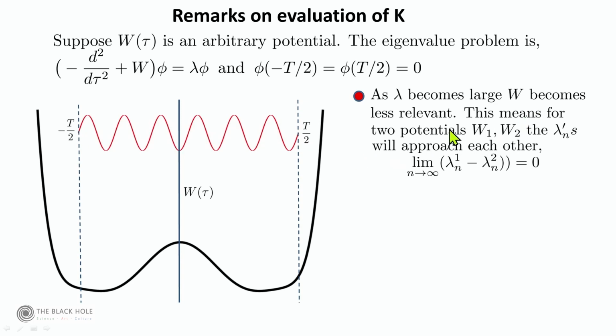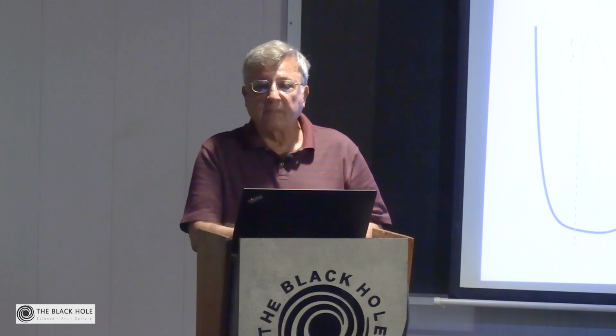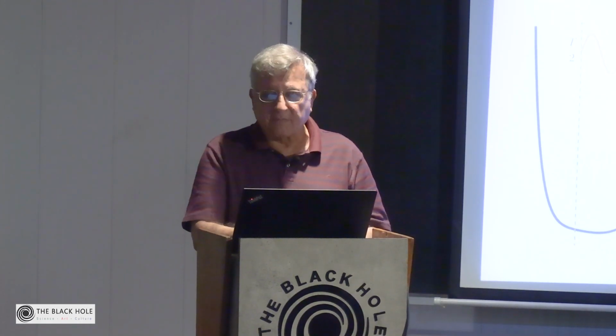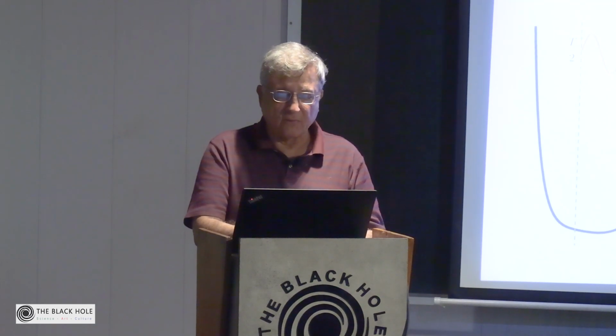So if you have two potentials, W1 and W2, the eigenvalues of the two potentials will approach each other in the limit of high number of n's. That is, when lambda is large. Okay? I think that's fairly clear, because when you're very, very high up, the eigenfunctions don't care about what potential is below.